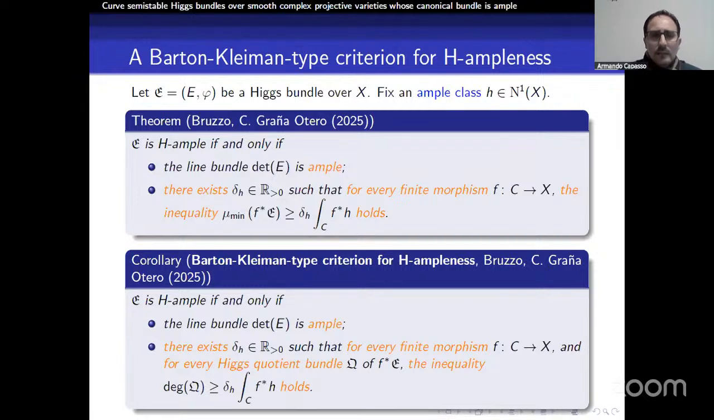Okay, this is very similar to the usual Barton-Kleiman criterion for the ampleness of vector bundles. The big difference is in the first line. Here we need to require the ampleness of the determinant line bundle. Otherwise, I repeat, we can find Higgs nef bundles which are not ample in the usual sense, and this is not good for us.